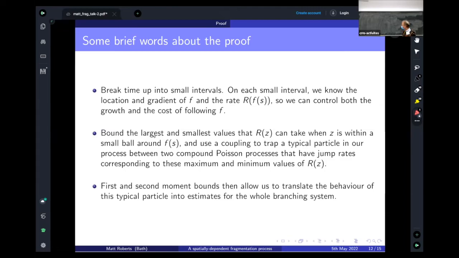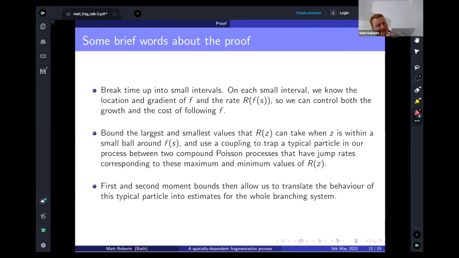Anyway, I just want to ask, how did you prove that it's really this particle that follows more or less the line in the beginning? At the beginning, yes.